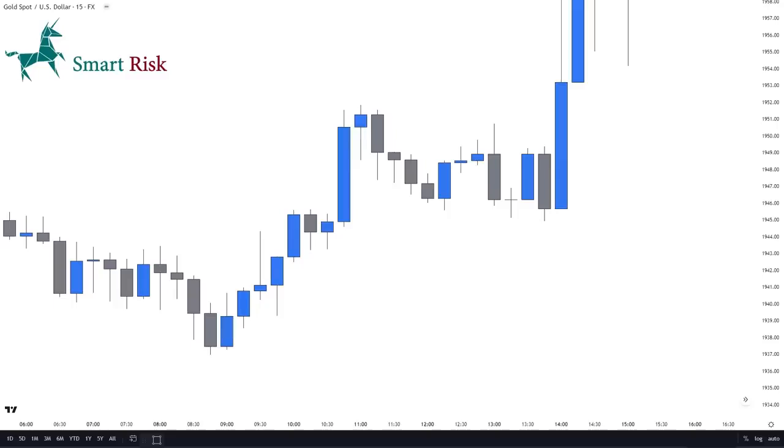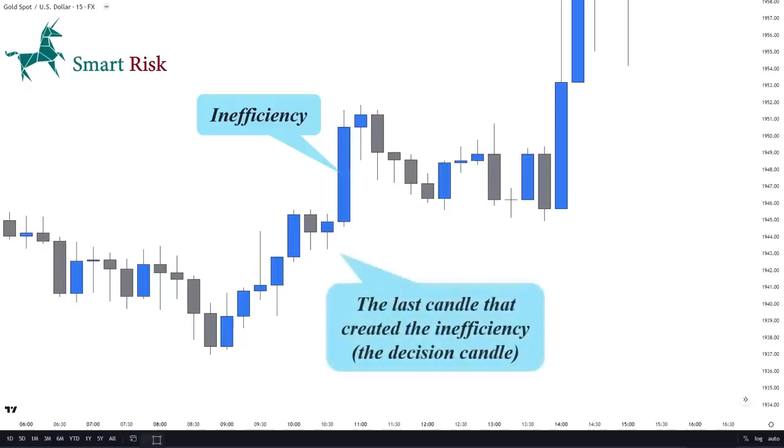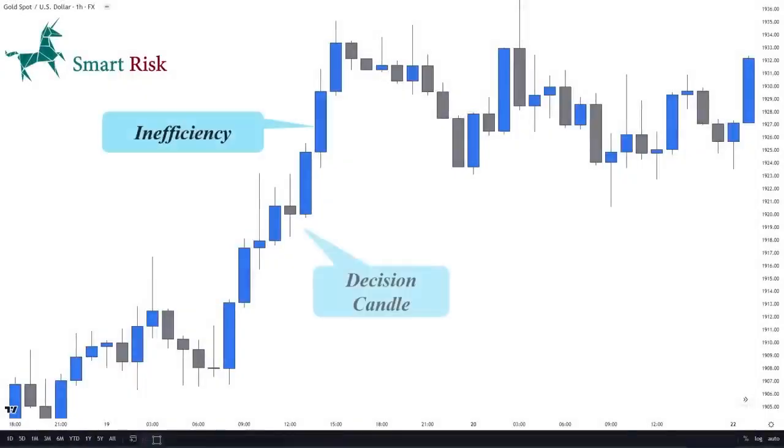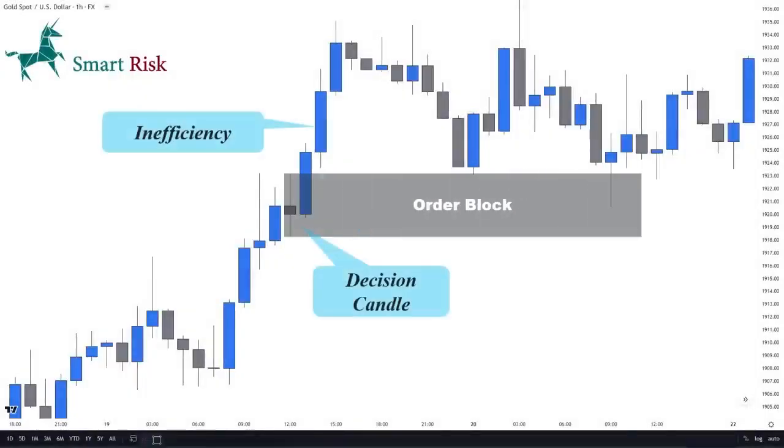Basically, we consider the last candle that created the inefficiency as the order block zone, which we believe is where the decisions are made. Sometimes, order blocks are at the start of an impulsive move, and sometimes in the middle of the movement in the form of a candle with the same or opposite color.